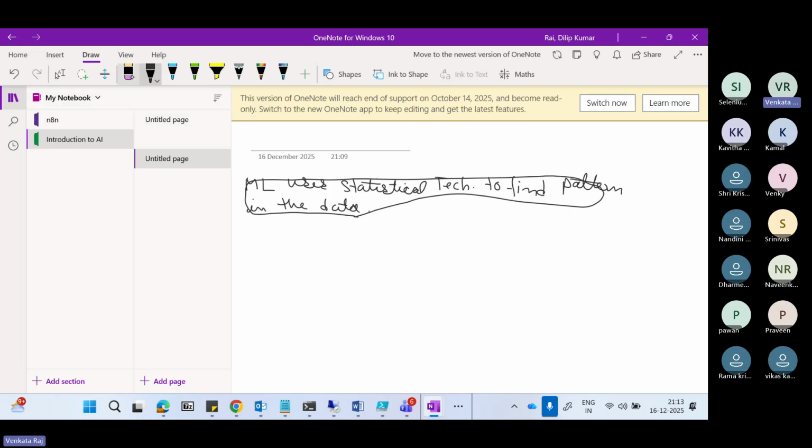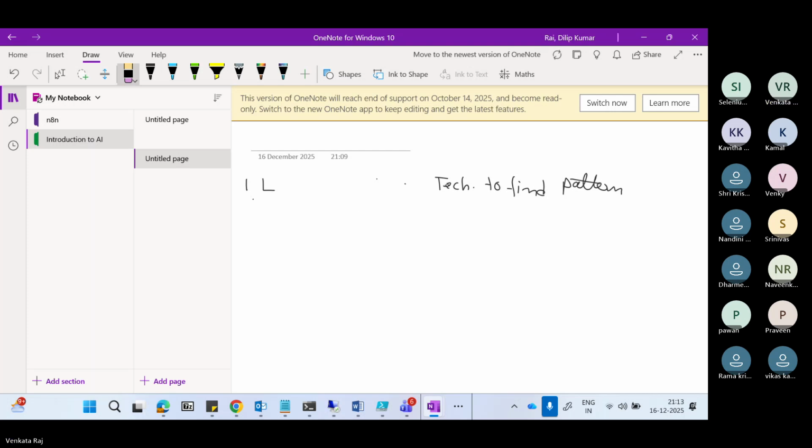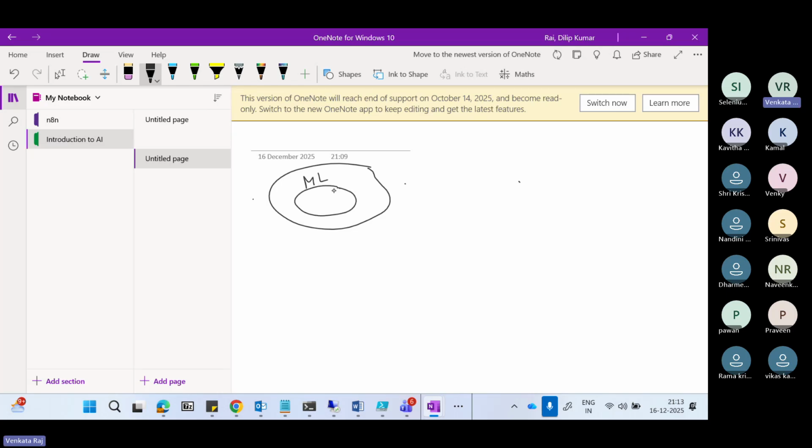So this was machine learning. Now there is a special case of machine learning which is called deep learning. Machine learning has a subset called deep learning. We'll discuss deep learning a bit in the end. This topic I've kept at the very end.